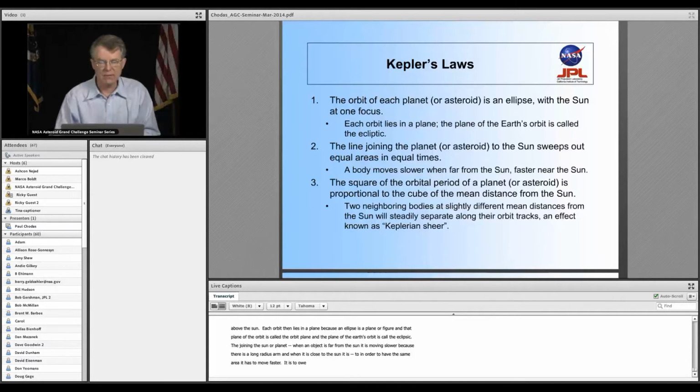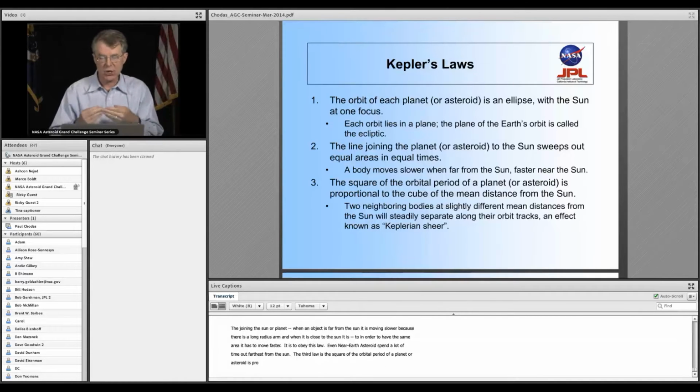That means that even near-Earth asteroids spend a lot of their time out at their farthest points from the sun, typically in the asteroid belt. The third law is that the square of the orbital period of a planet or asteroid is proportional to the cube of the mean distance from the sun. Now, that's a wonderfully mathematical statement.